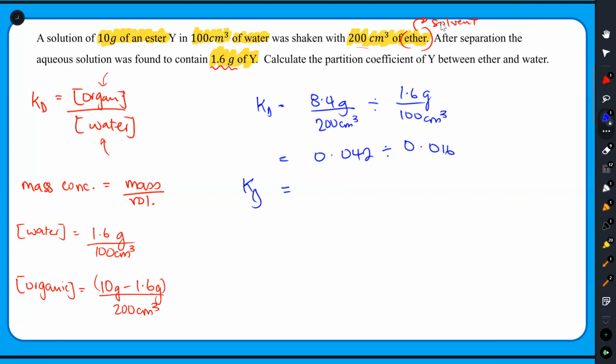The partition coefficient would be 2.625. So yeah, I mean, you could just write 2.6. I'm just being a bit extra here, but I hope this was clear.